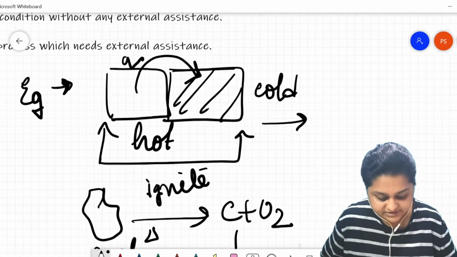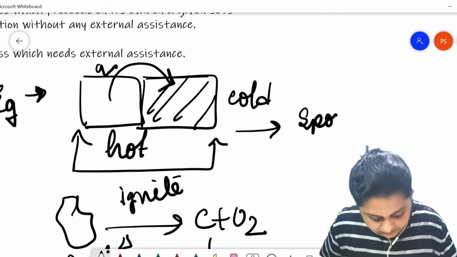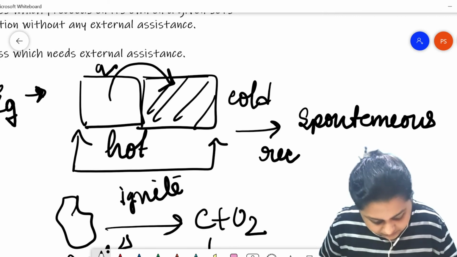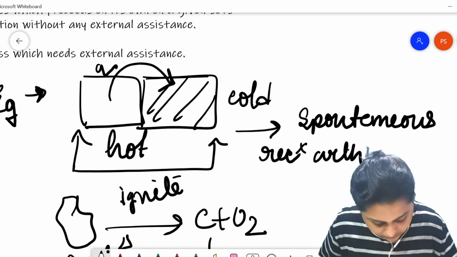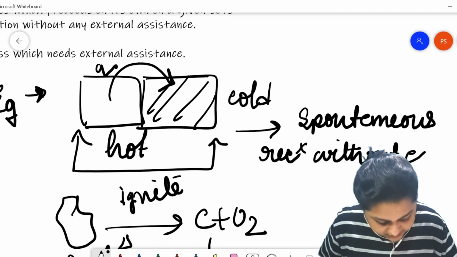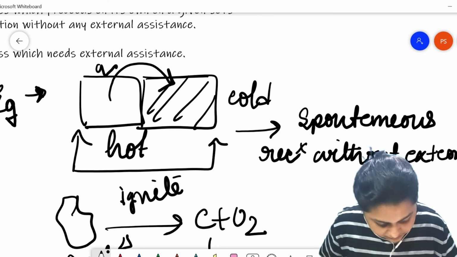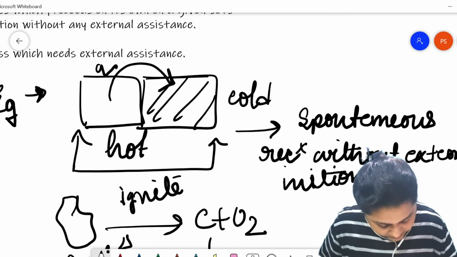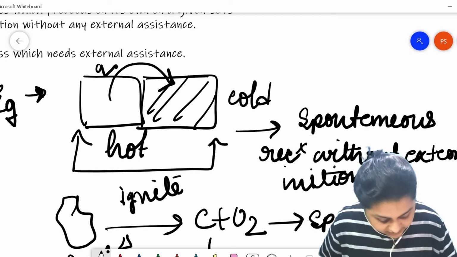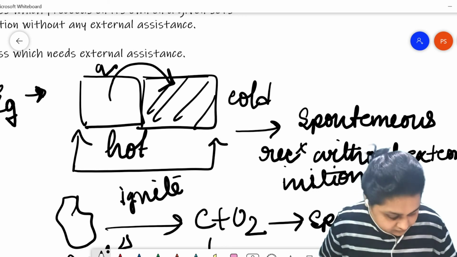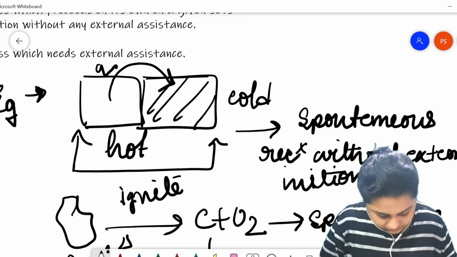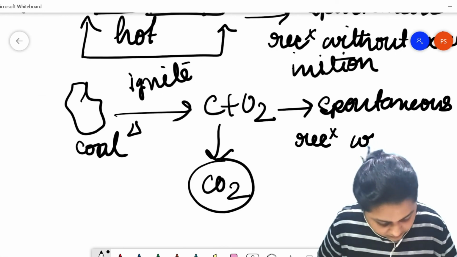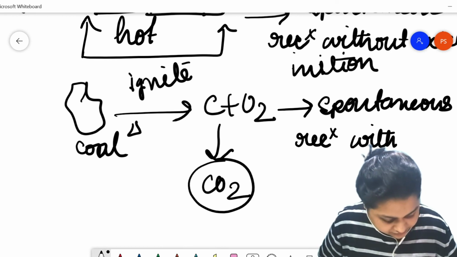A spontaneous reaction without external help, and this one is an example of a spontaneous reaction with external initiation.